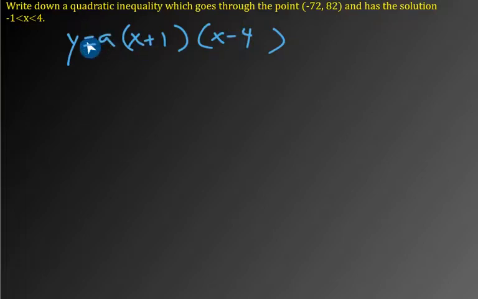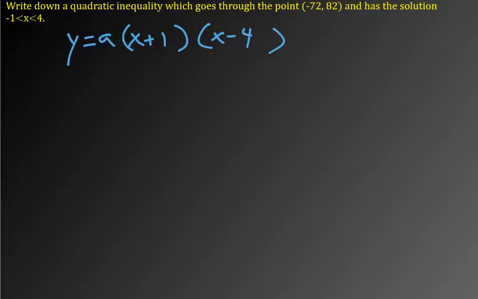We don't know what this is, right? We can never assume that that's just a 1. Sometimes it is, but a lot of times it's going to be something else. But that's where this point can help us. So we can just plug in this x and this y, and then we should be able to solve for that.